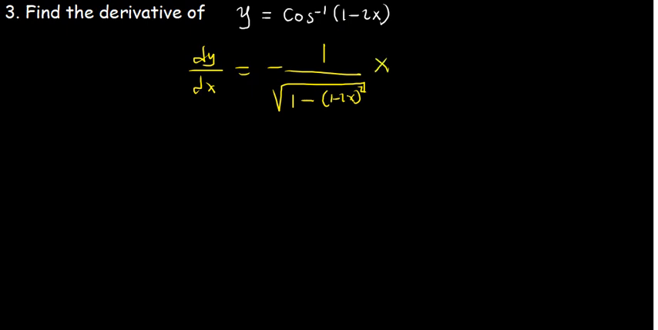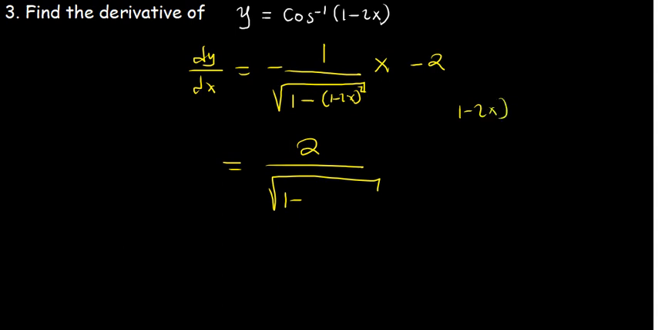After we are done with that, now we differentiate the angle. That is going to be a negative 2 if we differentiate 1 minus 2x, and so therefore the answer is just going to give us negative times negative, that gives us a positive 2 over the square root. We have got 1 minus, inside we have got 1 minus 2x squared. So this, if we expand it, gives us 1 minus 4x and then plus 4x squared. So write this.